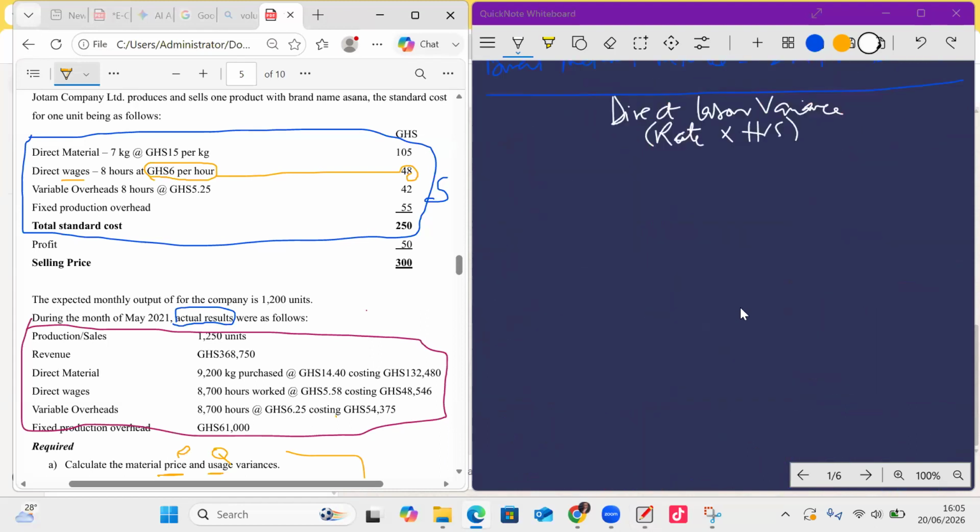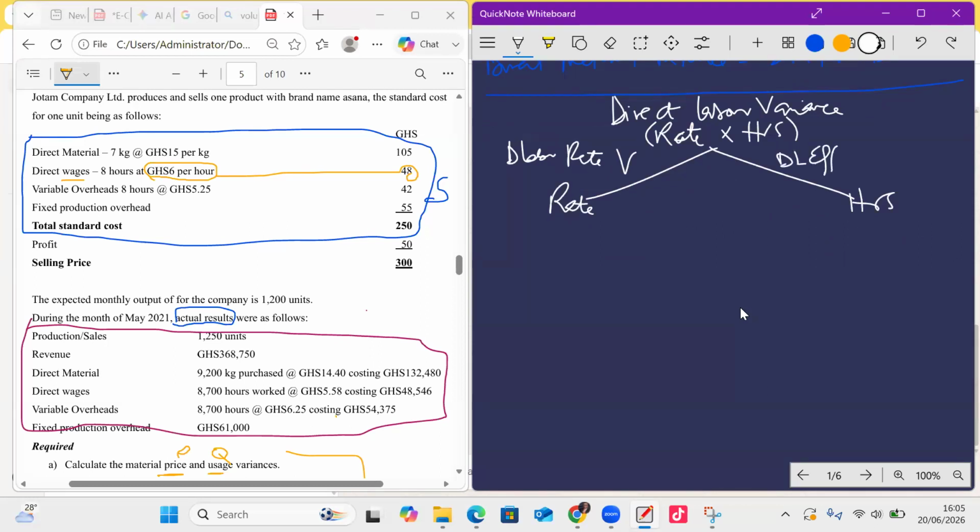So when you write it this way, you come up with a tree. This is rates. This is hours. It is called direct labor rate variance. Then the hours is called direct labor efficiency variance. So we come in with actual rates, standard rates, actual hours, standard hours.